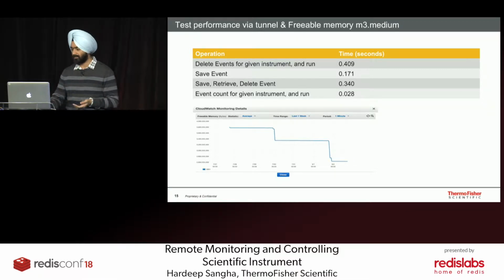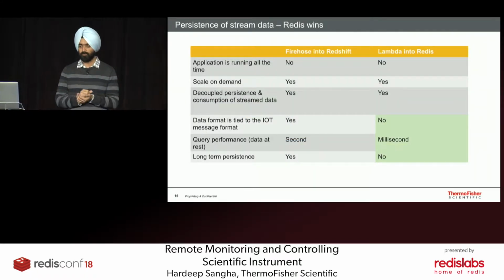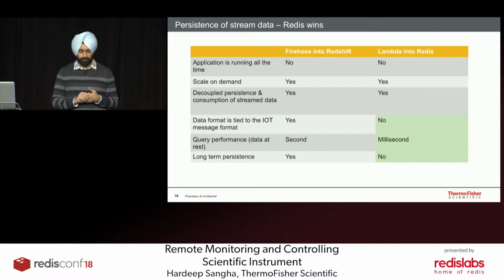Well, that's amazing. Okay, so that takes us to this. We say, okay, we've decided what we're going to do. Now our data format is no more tied to the IoT message. We have a Lambda in between, and we can transform the messages to a format that can be easily consumed by our consumer, our application. Maybe we'll have a similar format.